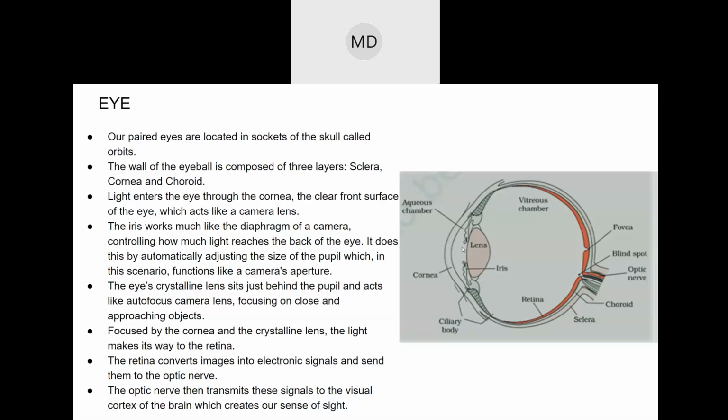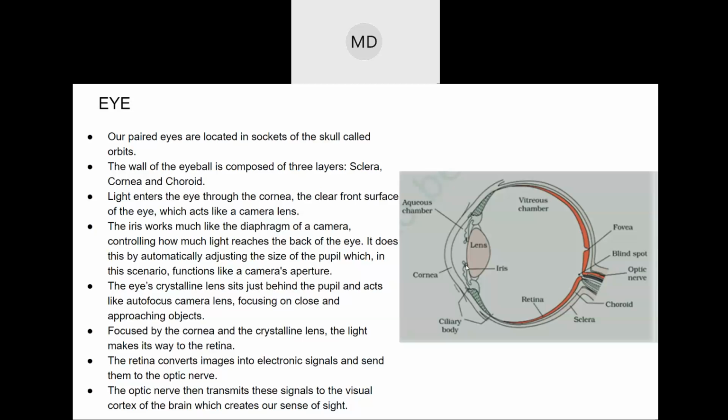Why is that? Because the function of this iris is to control the amount of light that enters the human eye. Whenever the iris moves together, the hole will be small, and the amount of light that enters will be less. And whenever the hole is big, that is the iris moves apart, the amount of light that enters the eye is more. So the function of the iris is to control the amount of light that enters the human eye.